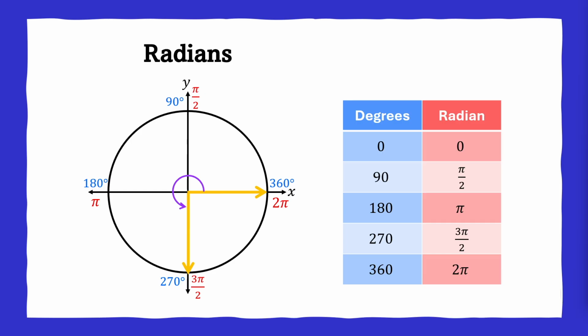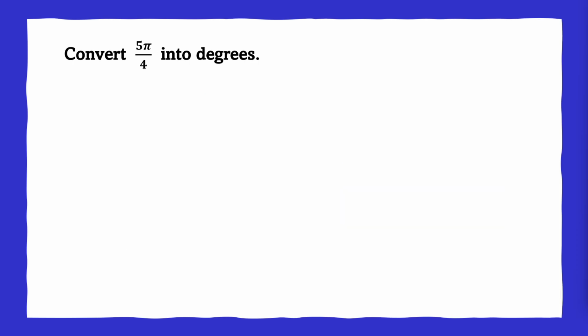To convert between degrees and radians, we use the key fact that 180 degrees is equal to pi radians. This serves as our conversion factor whenever we need to switch between the two. To convert 5 pi over 4 into degrees, we can use a conversion factor. We know that pi radians is equal to 180 degrees.